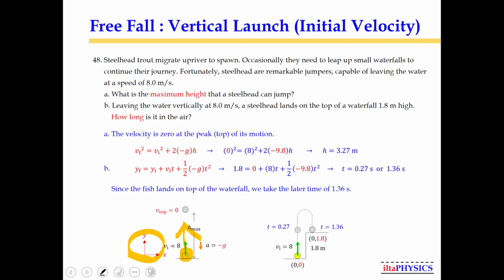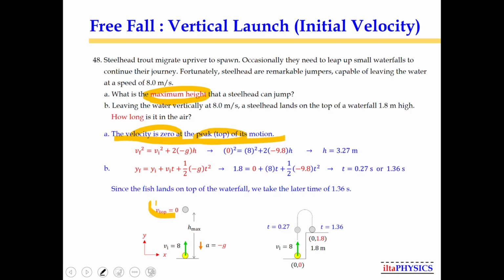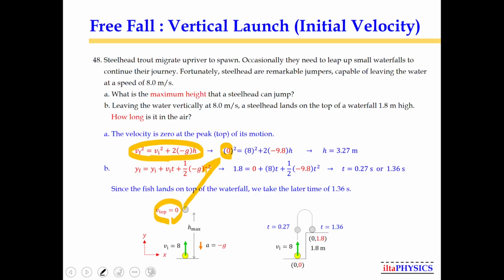First, let's find the maximum height. When you hear maximum height, you should immediately think the velocity at the top is 0. Again, since we don't have time information yet, let's use the velocity displacement formula. The final velocity at the peak is 0, and the initial velocity is 8 meters per second. Notice that the initial velocity is positive because the fish is moving up. Calculating this gives us an h of 3.27, so the height is 3.27 meters.